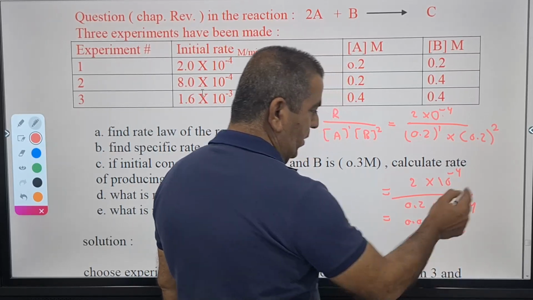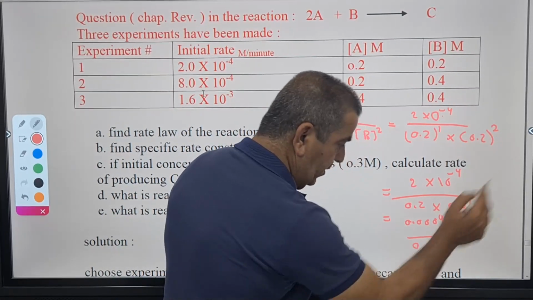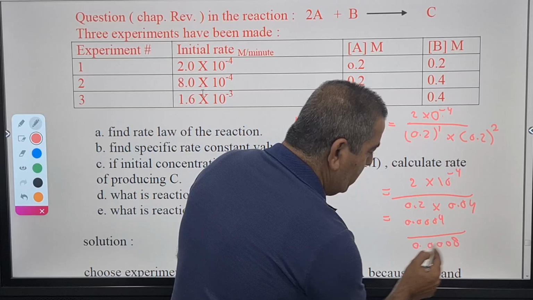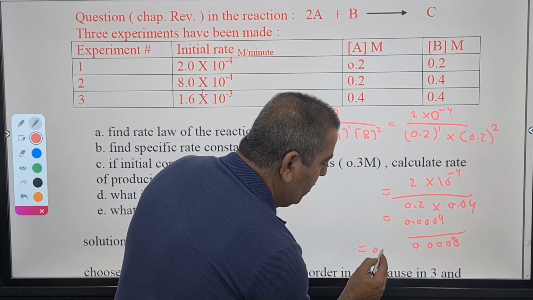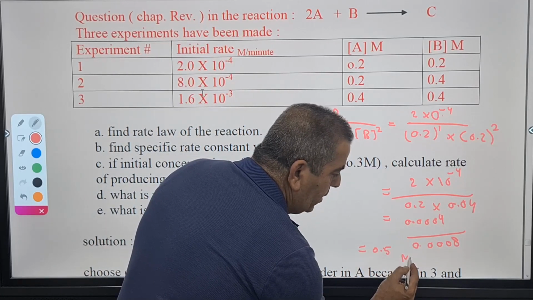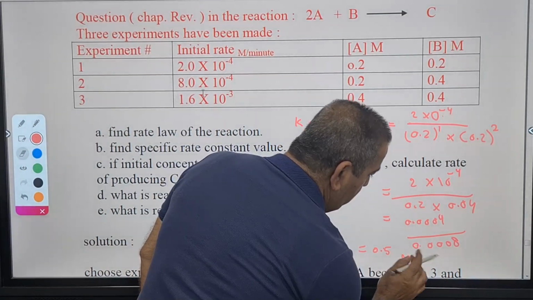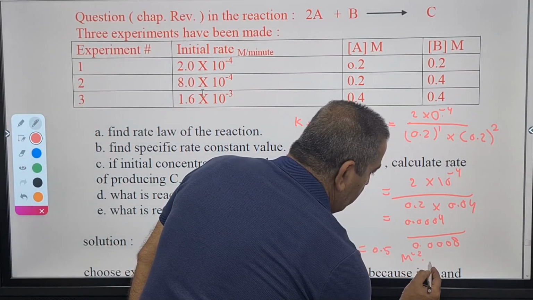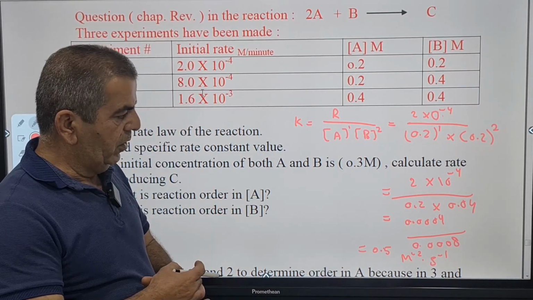So we will have here 0.0004 divided by 0.2 times 0.04. 2 times 4 equals 8, and we have 3 digits after the decimal, 0.008. So this equals, how many? This will equal half, 0.5. What is the unit of K here? The overall order is 3, so it is molar negative 2 times second negative 1. So this is the value and the unit of K.